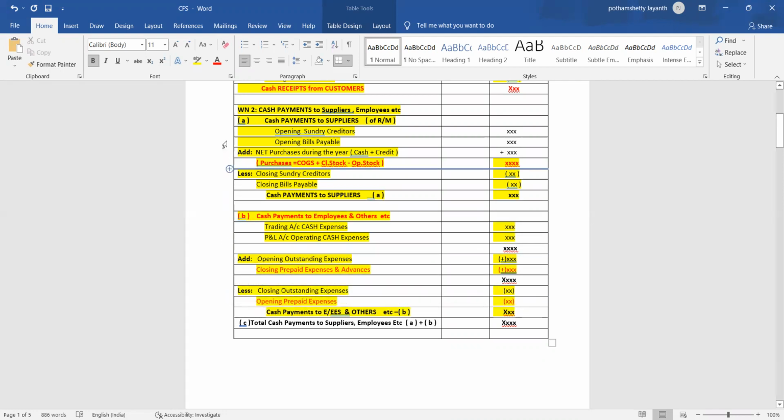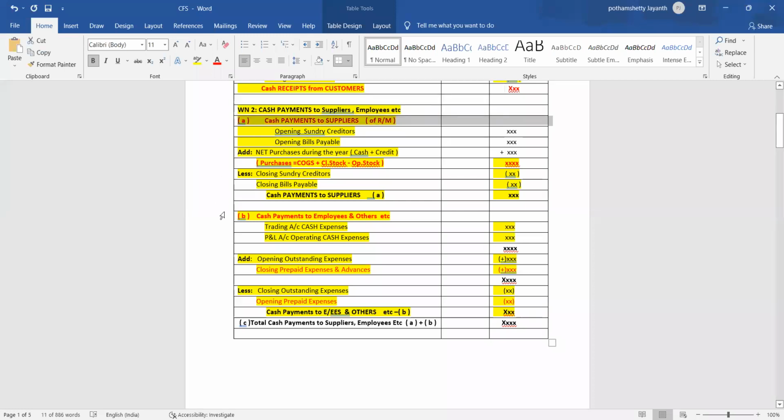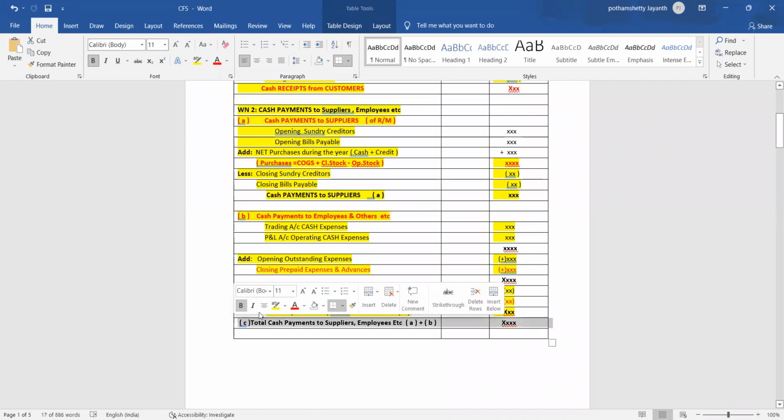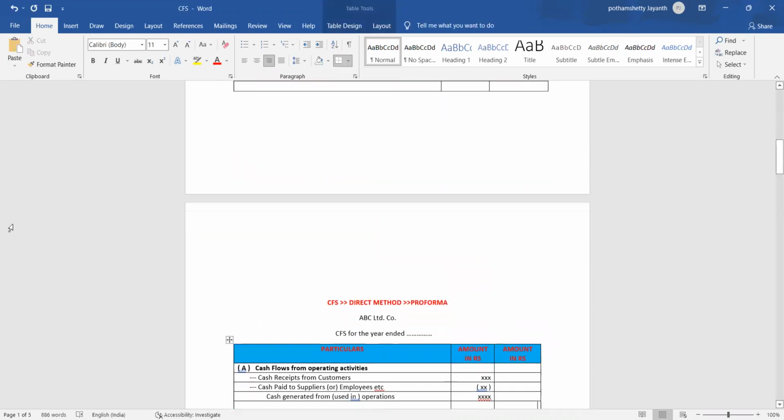So A, payment to suppliers, and B, cash payment to employees will give you total cash payment to suppliers and employees. This is how working notes you need to do, working note 1 and working note 2. After doing this, see here.